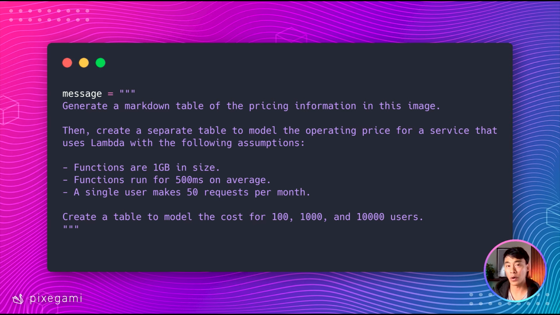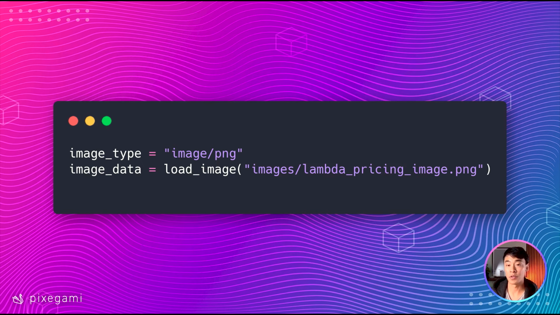Next, we'll probably want to send a prompt along with this image to tell Claude what we want it to do with the image. Here's a prompt telling it that I want to model the usage cost of AWS Lambda under the following circumstances. It's going to take the information from my prompt, the pricing information from the image, and then use that together. When we want to send the image to Claude, we'll also need the type of the image and the image data itself encoded as base64. So here's how that will look using a PNG image and the helper function that we created earlier.